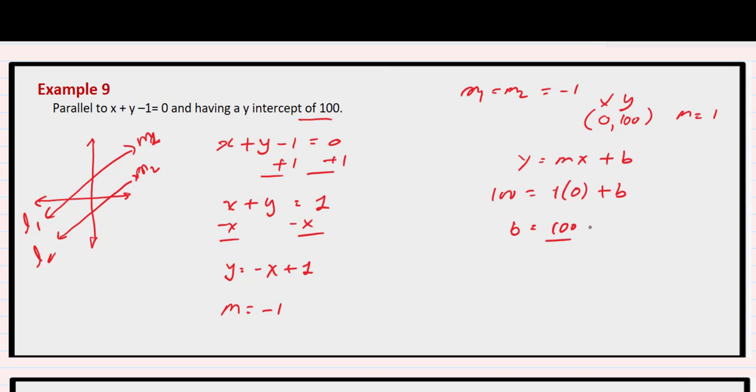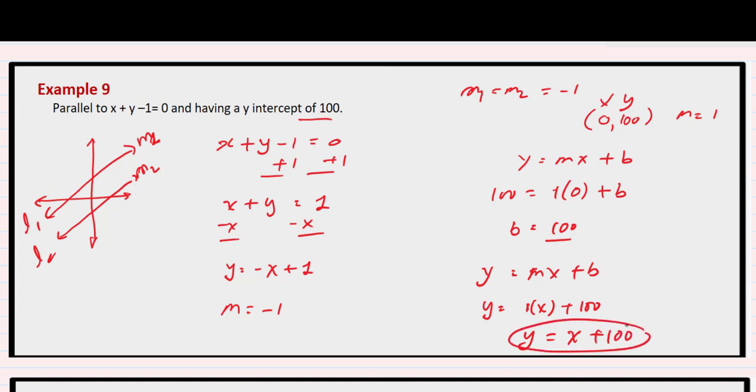We know that. So we can say y equals mx plus b form. So when we plug in, we're going to plug in m is negative 1 and b is 100. So that's going to be negative x plus 100 will be the second equation.